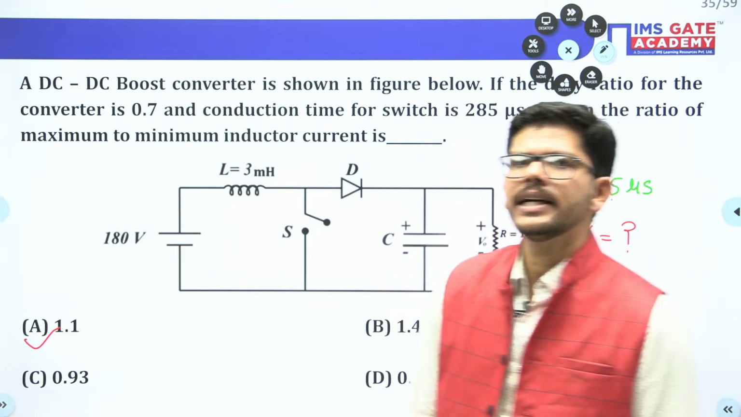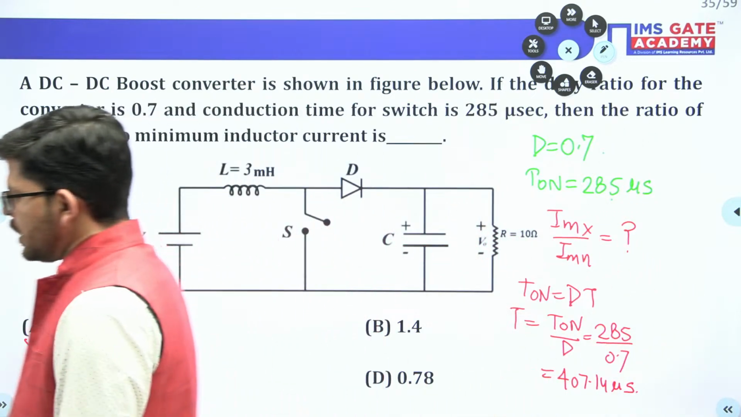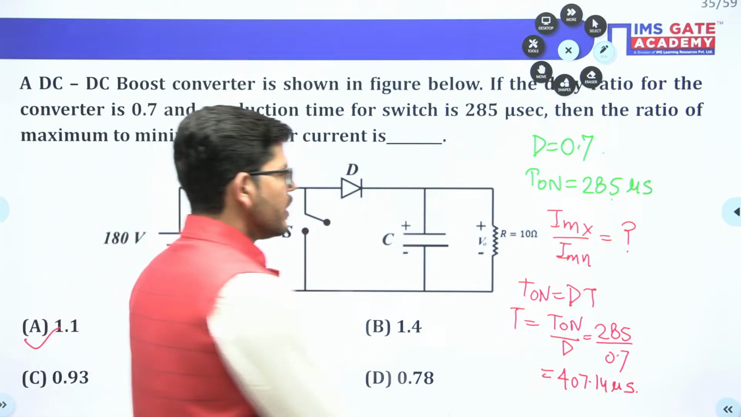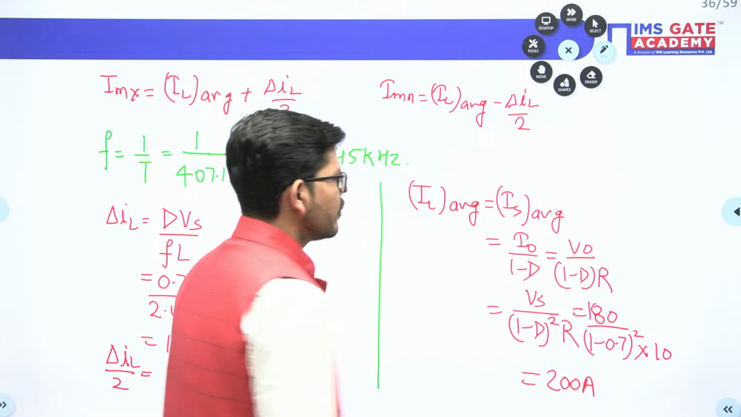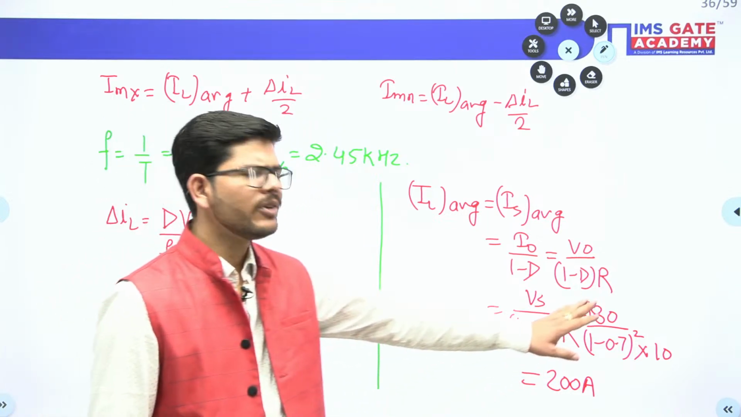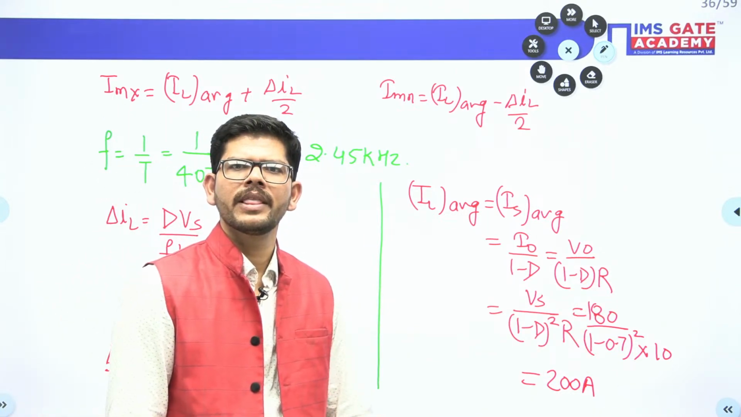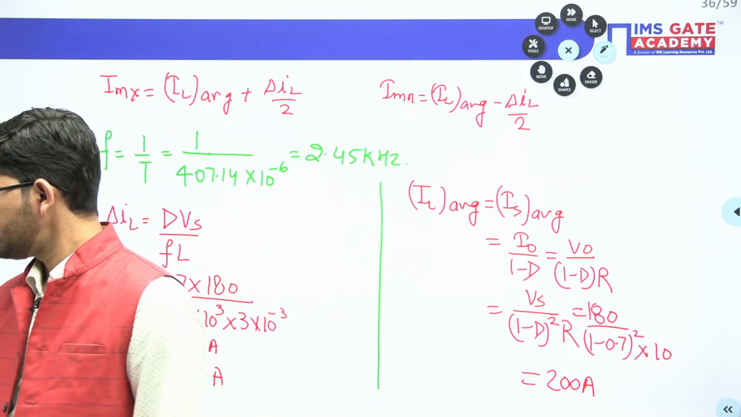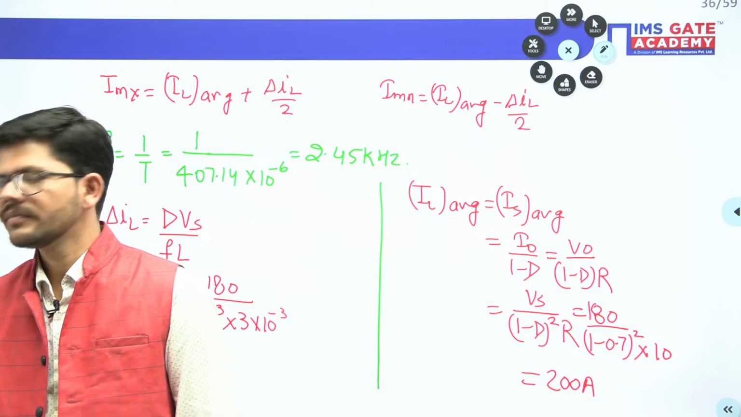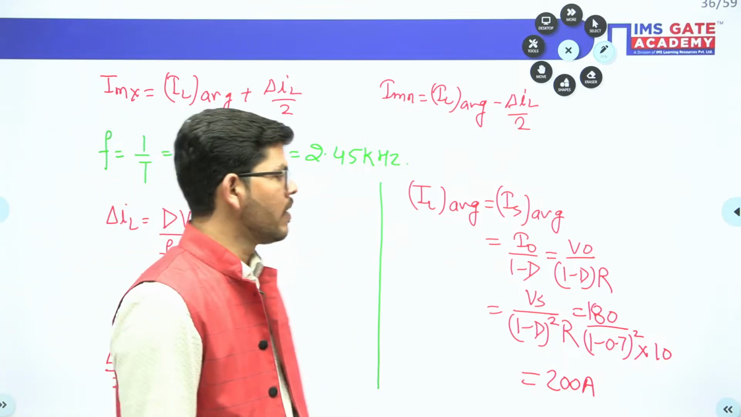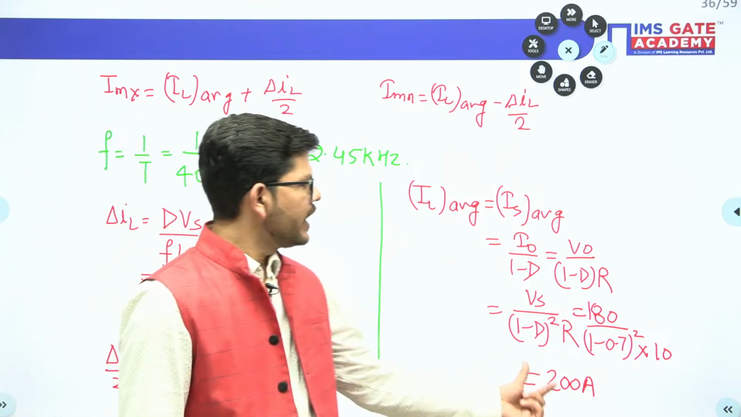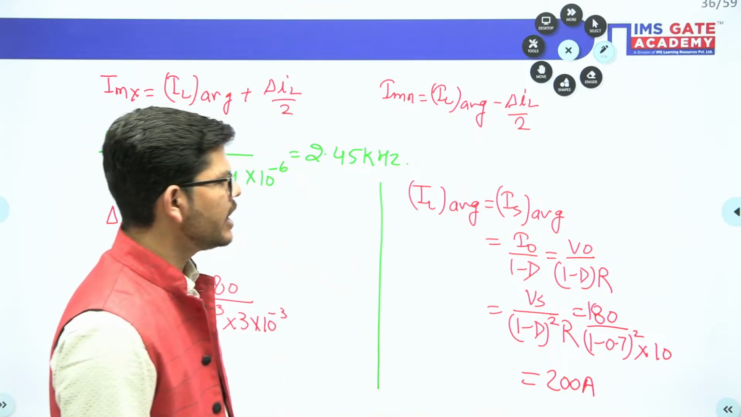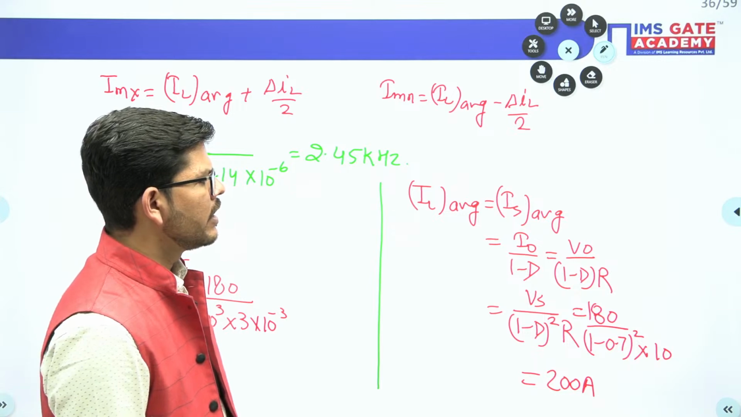Naru Gopal is saying I average will be 200. How? Naru, calculate this by this particular formula. Apply this formula and you will get the same answer. Are you getting the same answer? 180 upon 0.3 square into 90.